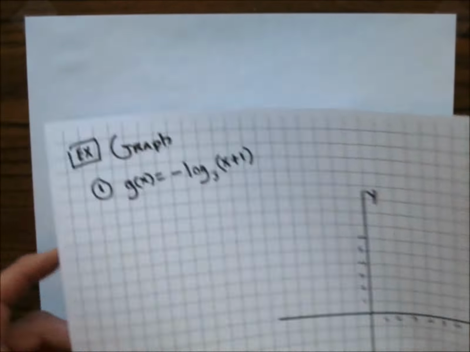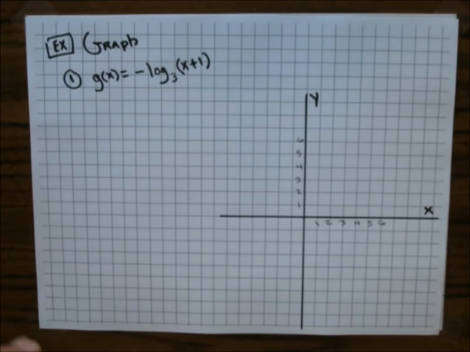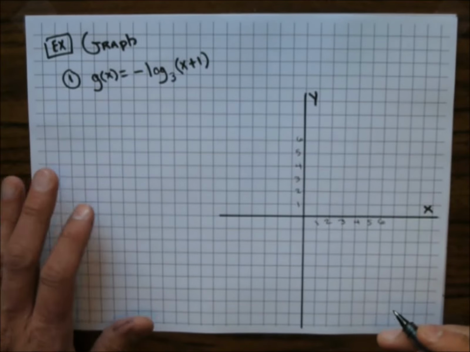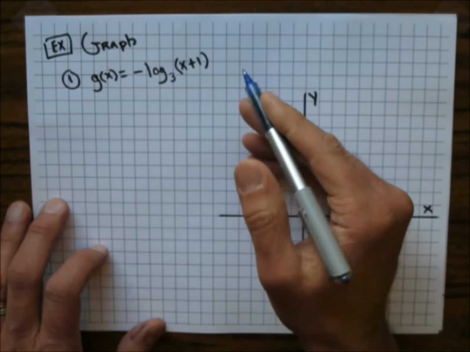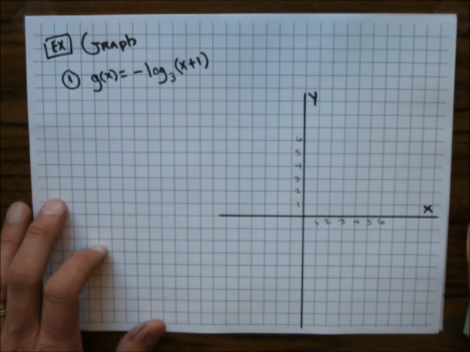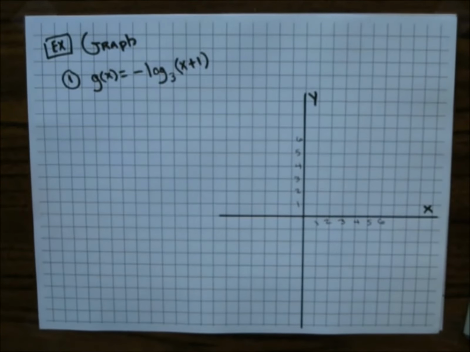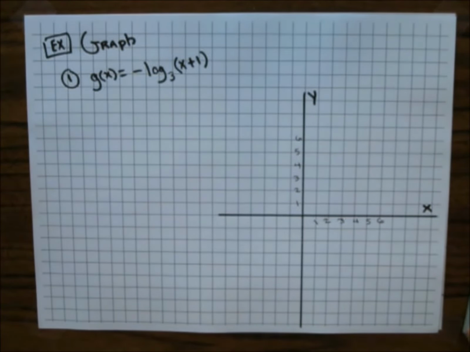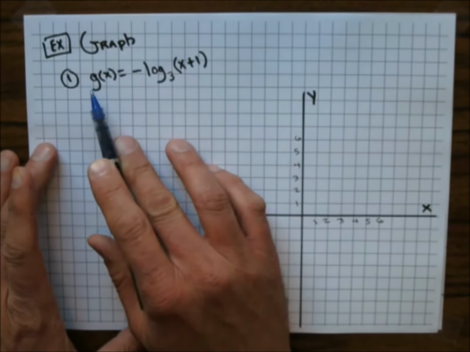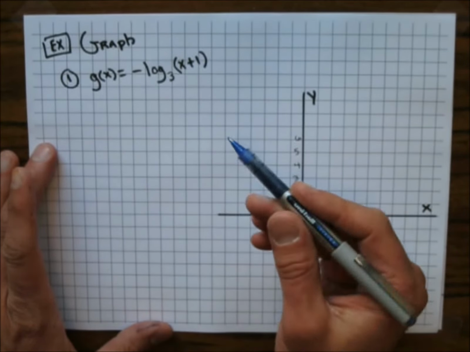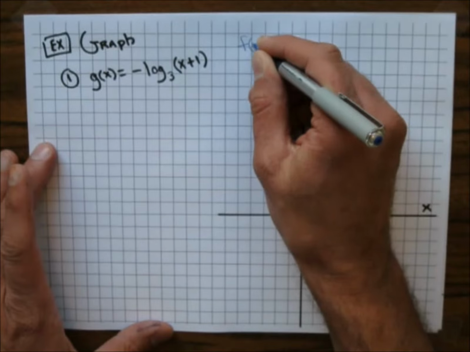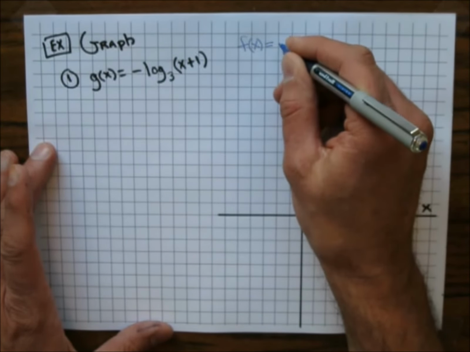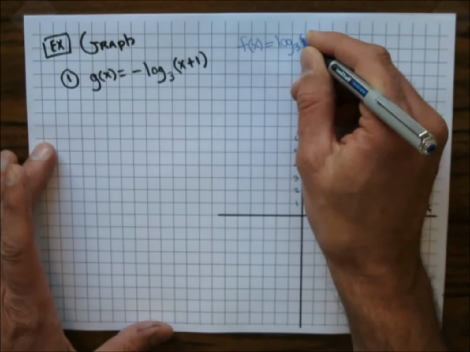So let's go ahead and do our last problem and see if we can do a transformation of a log graph. So we're going to say, what is the mother graph? Let me go ahead and pause this right now and I'll come back. Okay. So it looks like I'm going to have to merge 3 video clips together to get this long video clip. In any case, I want to graph g of x equals negative log base 3 of x plus 1. So the mother graph is f of x equals log base 3 of x.